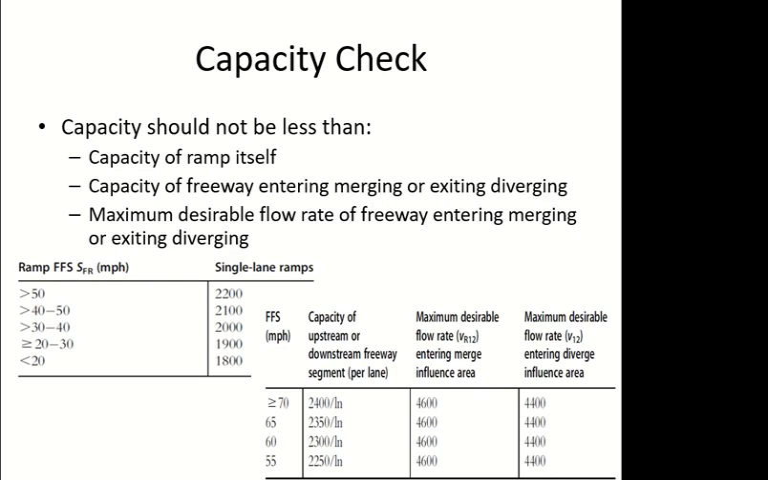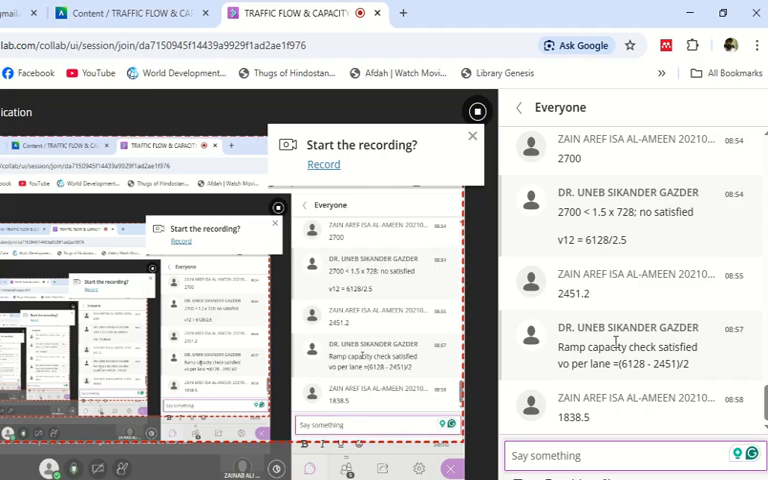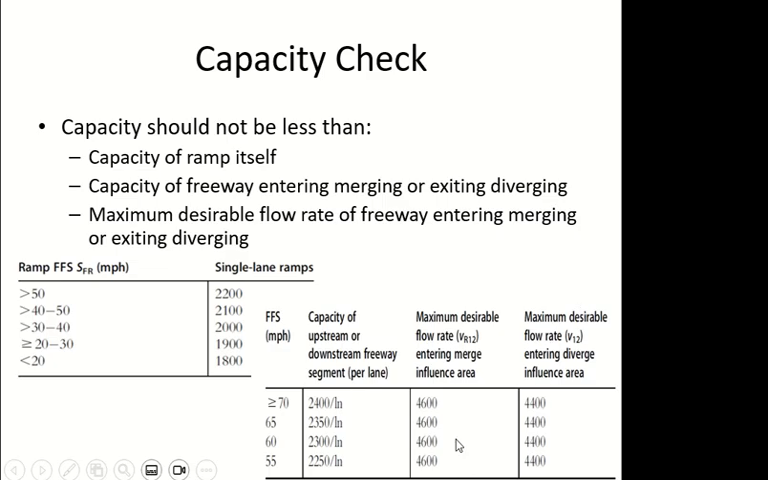Okay, so we are satisfying the check for outer lanes as well as inner lanes, so I can move forward. Yes, V12, we have merged area. V12 should be less than 4600. My V12, the new one, is this one, 24 blah blah. So this is less than 4600. We don't have any problems. We can say whatever we are calculating is good.